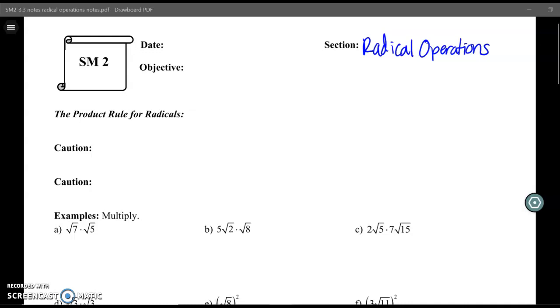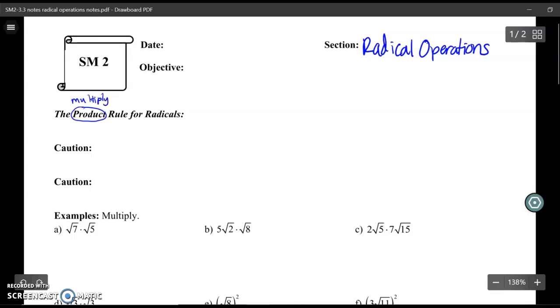Today we're going to be talking about radical operations and how to multiply, add, and subtract numbers that are in radicals. So first we're going to talk about the product rule. Remember that the product means that we're multiplying. So we're going to talk about multiplying first.